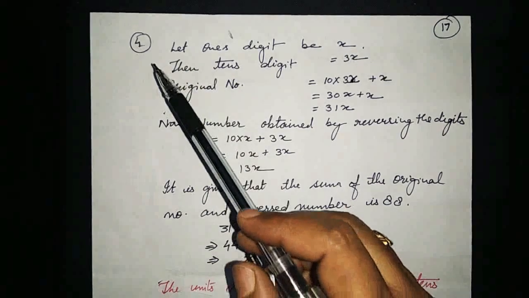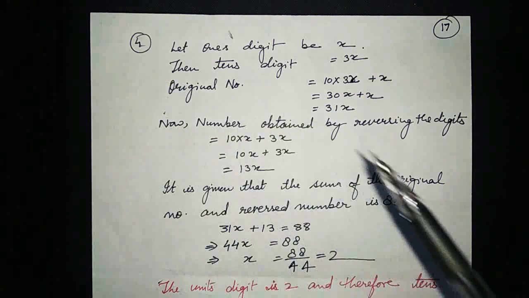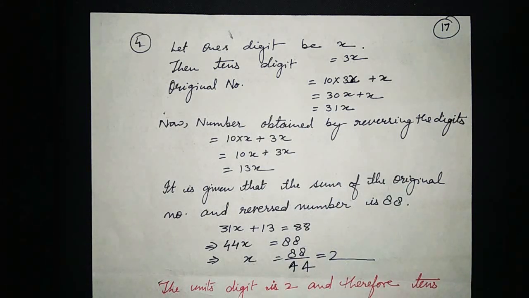Now see question number 4. Question number 4 is, one of the two digits of a 2-digit number is 3 times the other digit. If you interchange the digits of this 2-digit number and add the resulting number to the original number, you get 88. What is the original number?